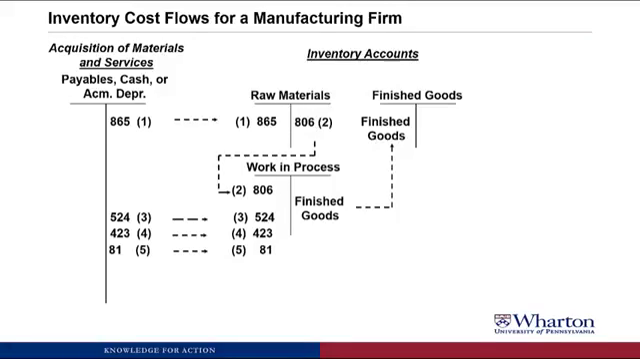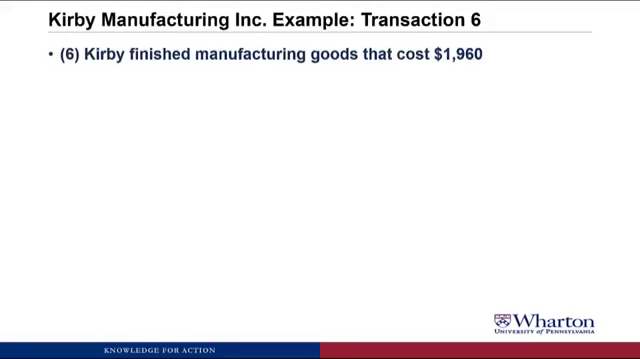The next step is once we finish the goods, we take the cost of the goods that we finished out of work in process and move them into a finished goods inventory account. So for Kirby Manufacturing, they finished manufacturing goods that cost $1,960. What's the journal entry?